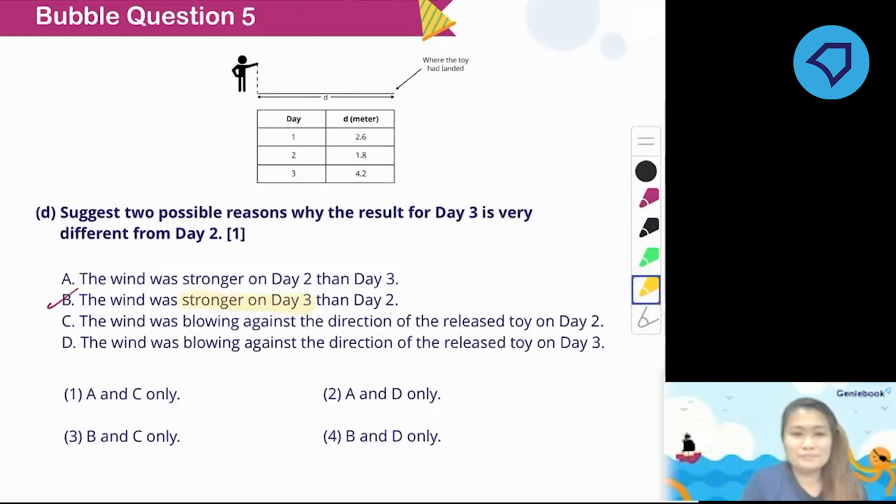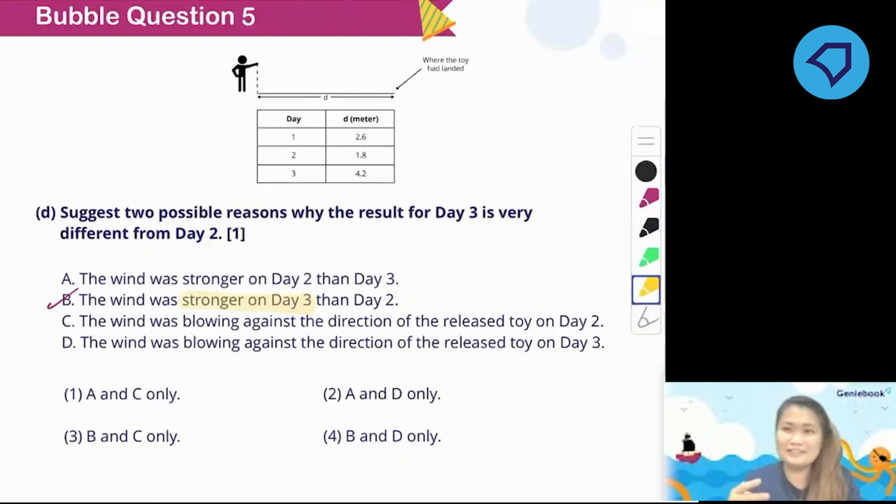What else? Wind direction. If you look carefully, if a very strong wind is blowing towards you, can you move forward easily? Think about it. You can't. You'll be like, the wind is blowing at me, I want to go forward, I cannot go forward. It's very difficult to move forward. It's the same for the toy. If the wind is blowing against the toy, it cannot go forward easily.